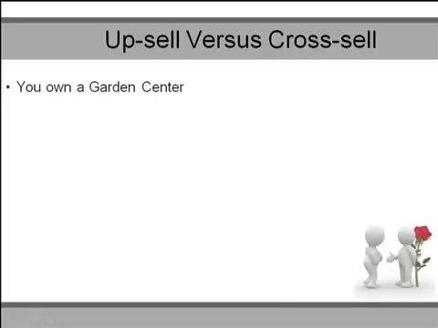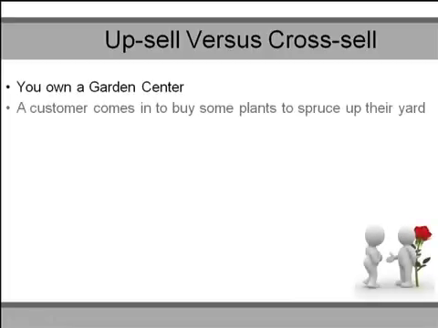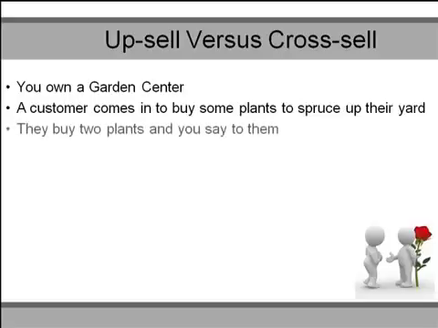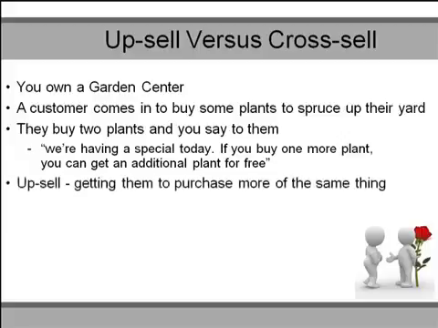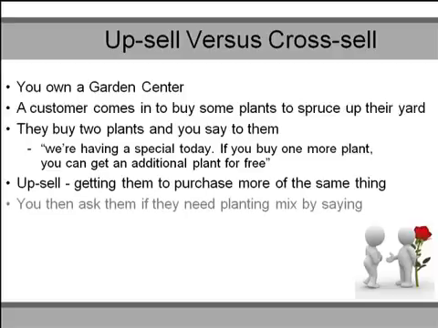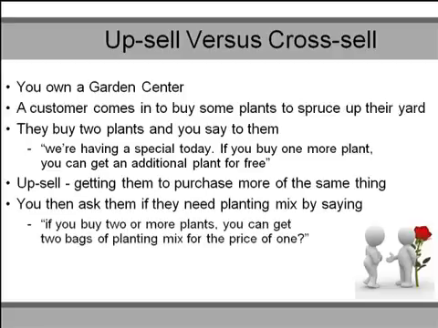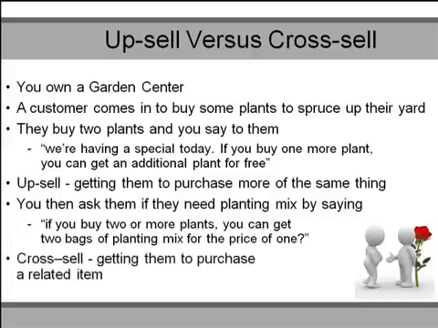Consider this example. Let's say you own a garden center. One of your customers comes in to buy some plants to spruce up their yard. They walk up to the counter to buy 2 plants, and you say to them, "We're having a special today. If you buy 1 more plant, you can get an additional plant for free." That's an upsell because you're getting them to purchase more of the same thing than they would have originally. You then ask them if they need planting mix for the plants they're purchasing by saying, "If you buy 2 or more plants, you can get 2 bags of planting mix for the price of 1." Now you're cross-selling them because you're getting them to purchase a related item.